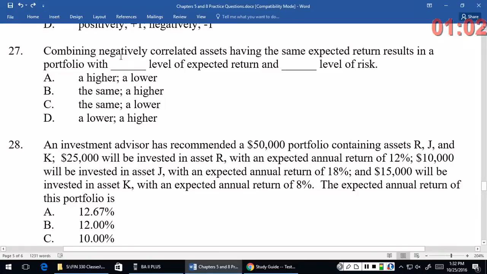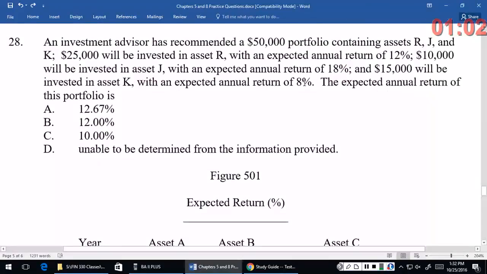Now, to be technically correct, it should be combining, well, that'll work. That'll work the way it's written. So the same level of expected return, and a lower level of risk. Number 28. Okay, so we've got a lot of information here.